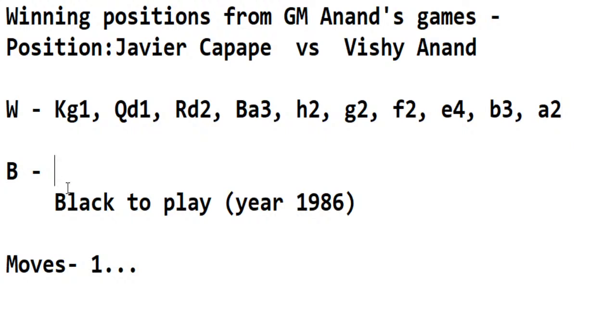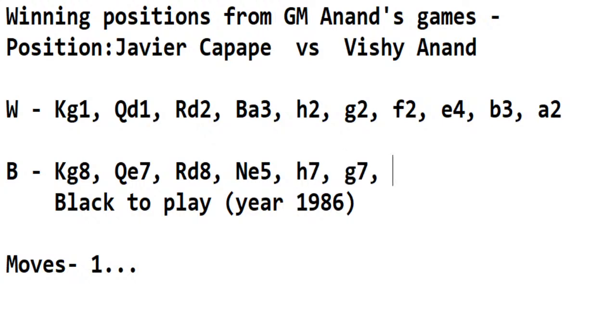Now for black, that's Rishi's position, King g8. Some people already write down King g8, serves them well. Queen e7 here, Rook d8, Knight e5. Connected pawns for Vishy, so h7, g7, f7 there, and then c5, b5, and a6. So kindly let me know once you are done jotting it down.